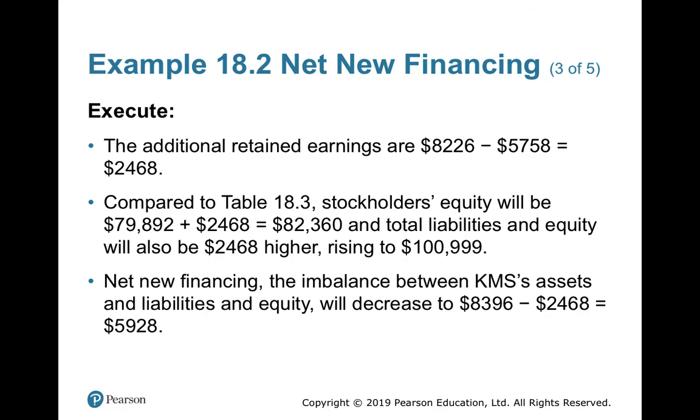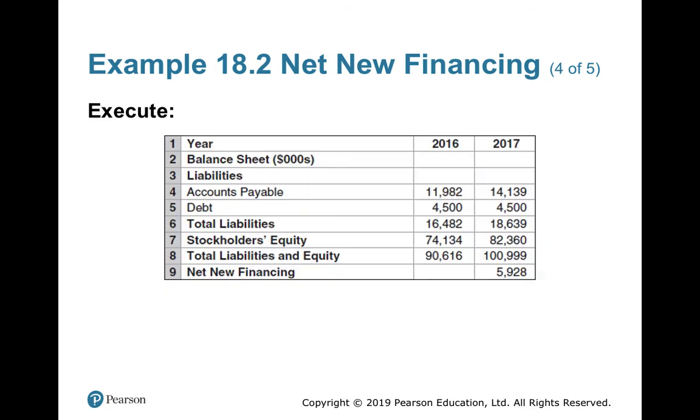Then the total liability and equity side will be 100,999, and the new financing requirement will be, earlier the new financing requirement was 8,396. Now you have created additional money 2,468 by not paying dividend and using it in the business. So the additional money you need is 8,396 minus the extra money you created inside, 2,468. So the net money you need is 5,928 to be borrowed from the market.